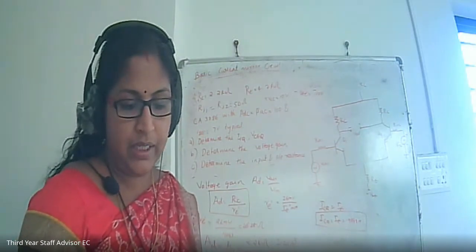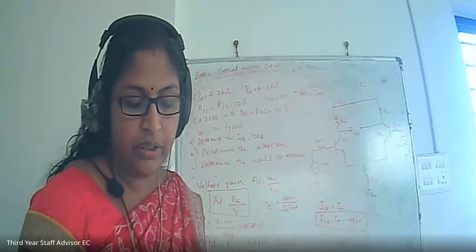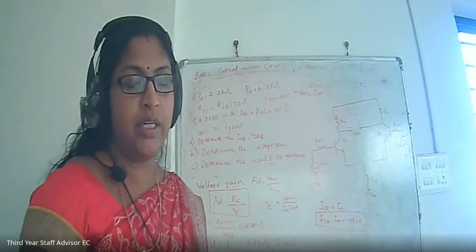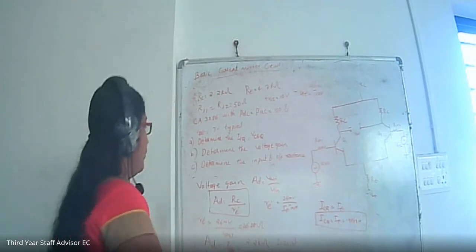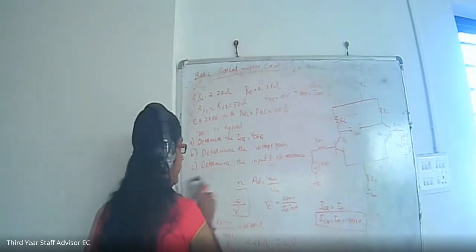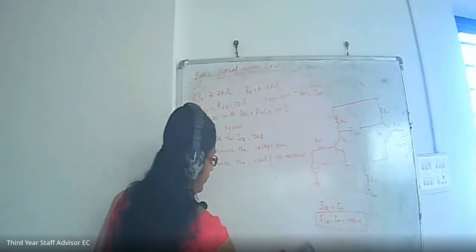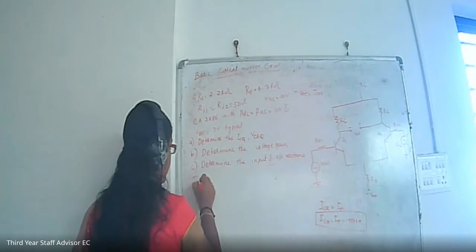Okay. Next, what is your question? Now you have got the value for voltage gain. Next, determine the input and output resistance. The third question is input and output resistance. Okay, so you can write it. Input and output resistance. So next, first input resistance.